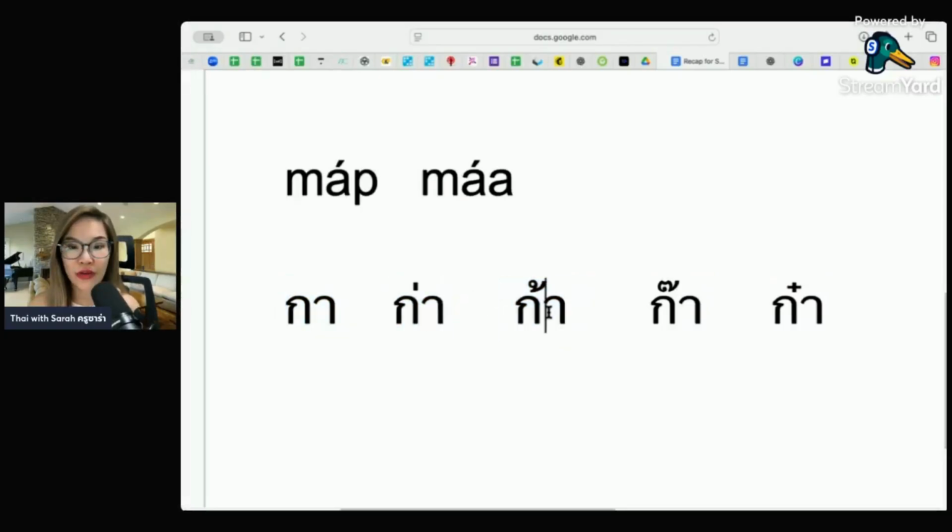This is low and falling. If you learned a little bit in my course, or from a textbook, self study, or other teachers, you already know these three are mid, low, and falling. And the other two are high and rising.